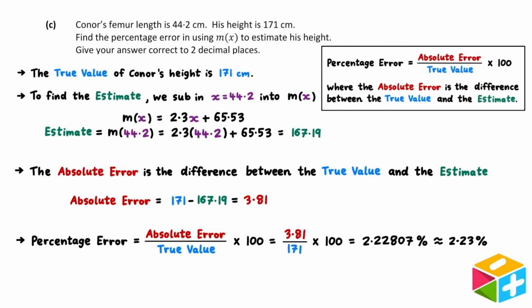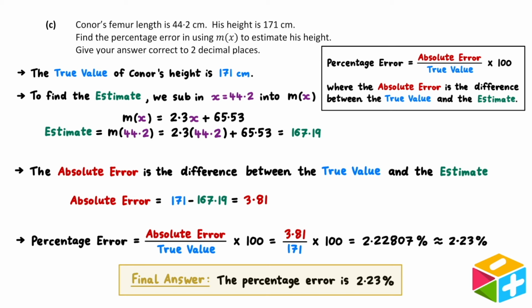Rounded to 2 decimal places, our answer is 2.23. Since this is a percentage error, we should have a percentage sign at the end of this. So our final answer is that the percentage error is 2.23%.